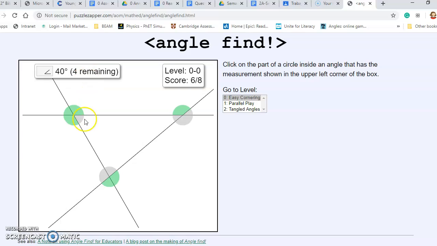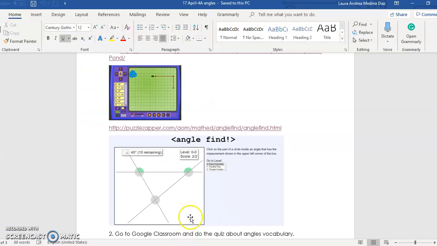If you find it, they are going to tell you if it's correct or not. If you finish this level, you can go to the parallel play, but it's not necessary. The most important is just to find the first part.